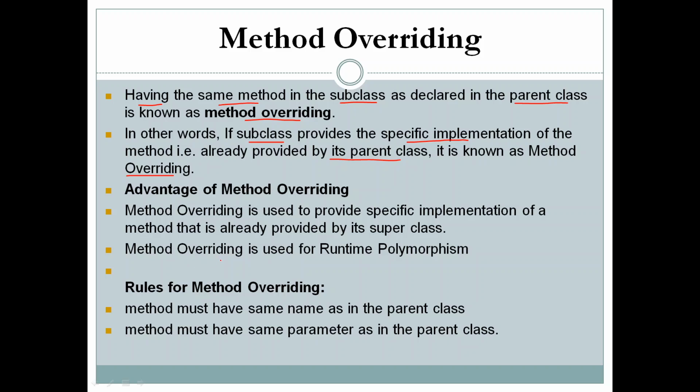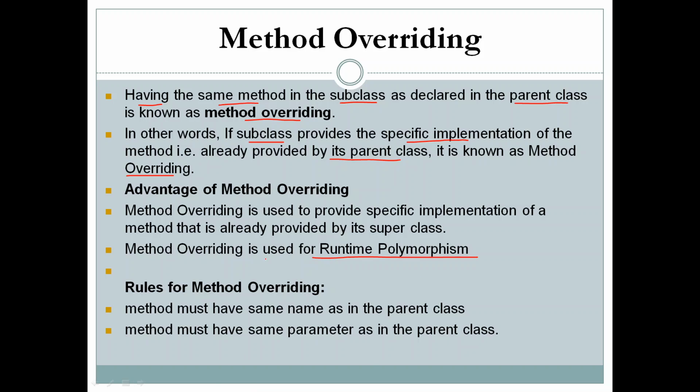Method overriding is used for runtime polymorphism. It is an example of runtime polymorphism. Method overloading is an example of compile time polymorphism that we have studied, because which method is to be executed is decided at the time of compilation in the case of method overloading. That is why it is called compile time polymorphism. Whereas method overriding is an example of runtime polymorphism, where which method is to be executed is decided at the time of execution.